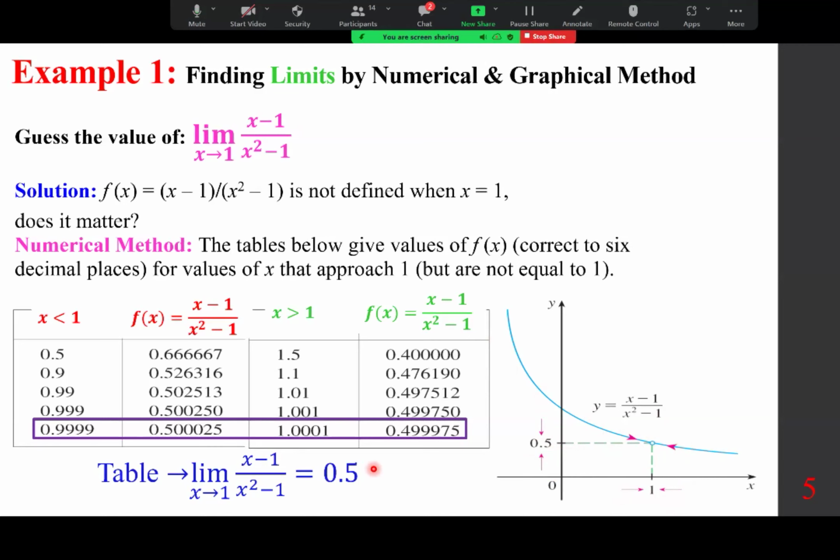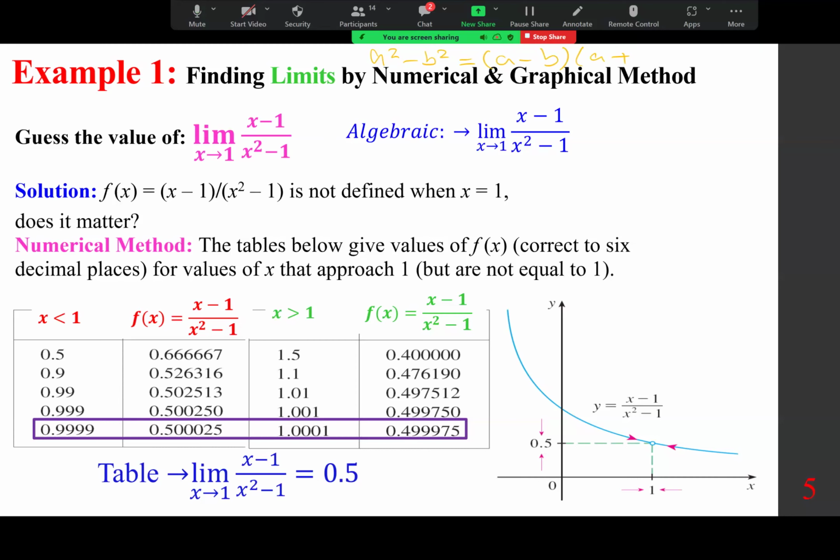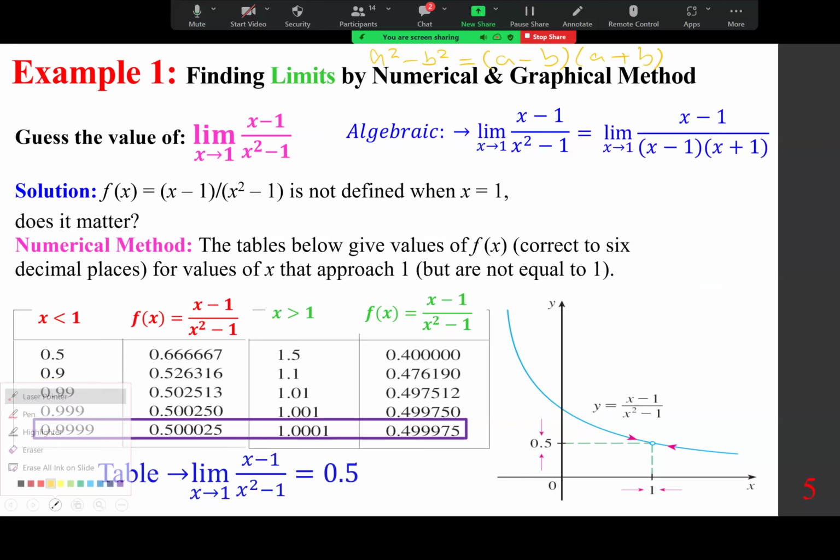But more importantly, the analytic or algebraic approach is important. This is x squared minus 1. It's in the form of a squared minus b squared, which is a minus b times a plus b. By the way, 1 can be 1 squared or 1 cubed, makes no difference. The common factor of x minus 1 is dropped.